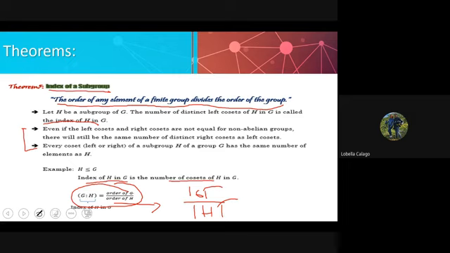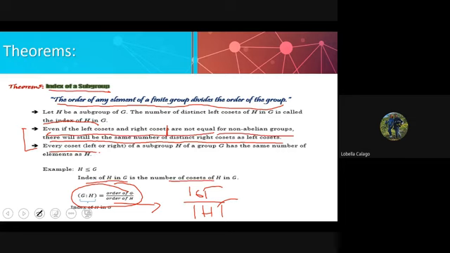Okay, so we have remarks here. The left cosets and the right cosets are not equal for non-abelian groups. Non-abelian groups do not commute. Abelian groups are commutative. So these are groups that do not commute, and their left and right cosets are not equal. But even if they are not the same, there will still be the same number of distinct right cosets as left cosets. It means the number of right cosets is also the number of left cosets, even if their elements are different. That is what that means.